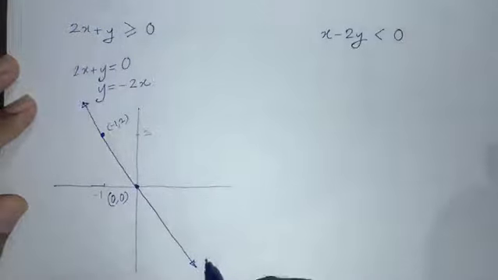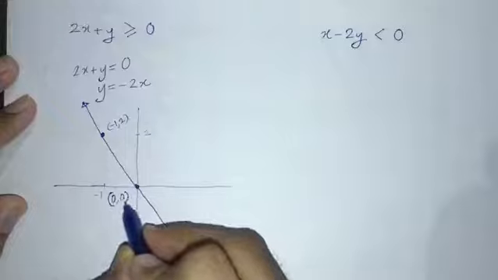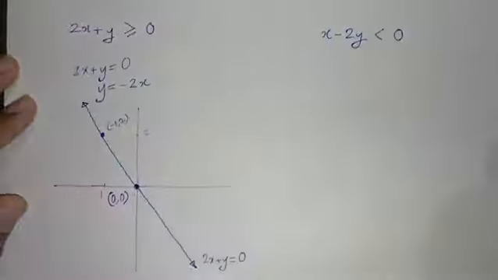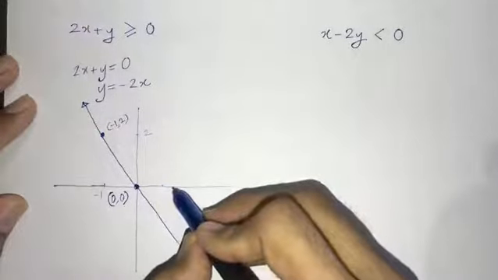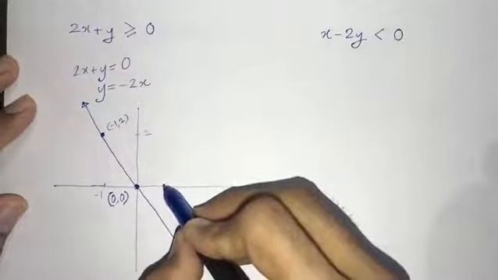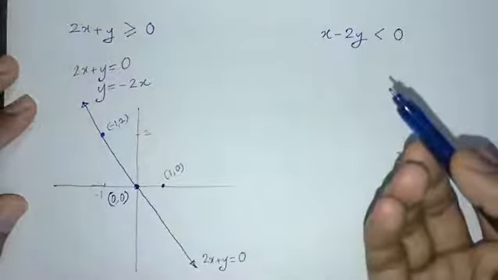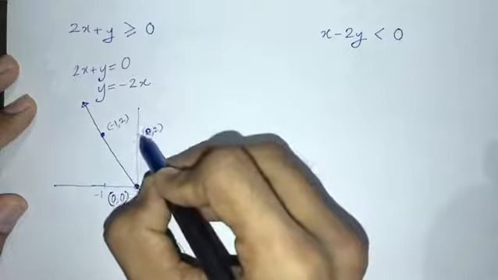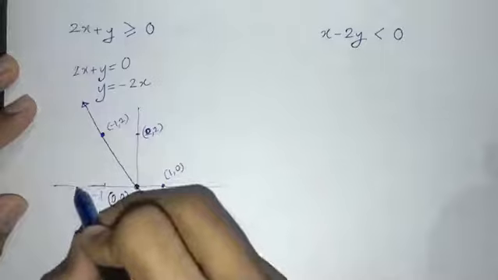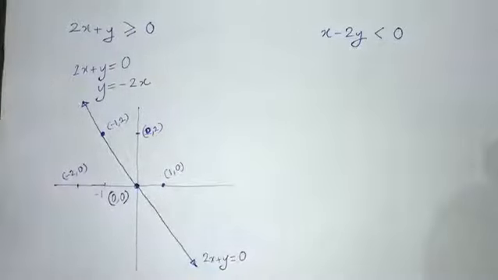Which is 2x plus y equal to 0. Now origin can't be taken as a test point because origin itself lies on the straight line. So in this case, you will have to use something other than origin. I would recommend you take a point on x-axis or a point on y-axis, right? That will be better. That would be easy to evaluate.